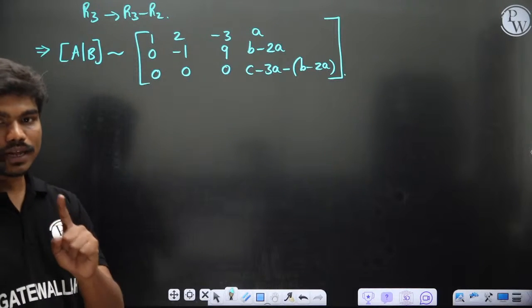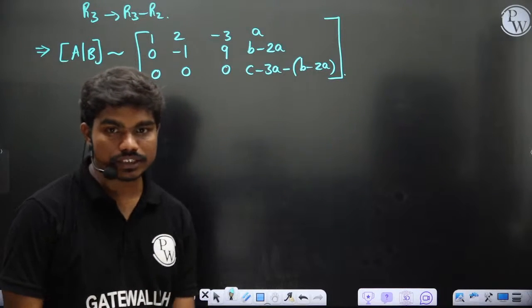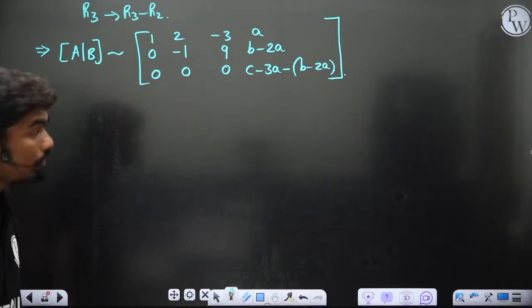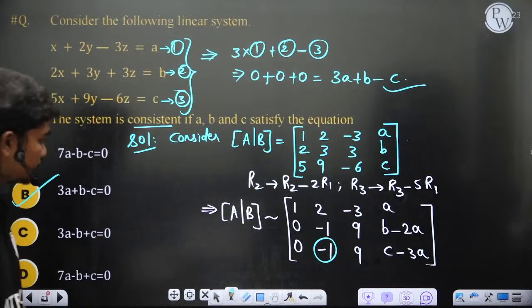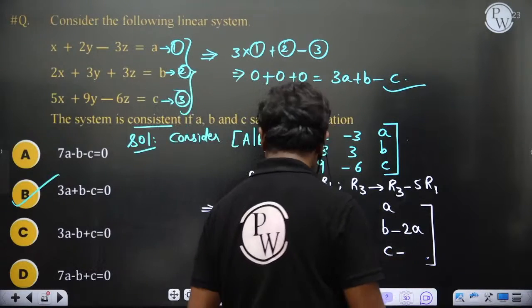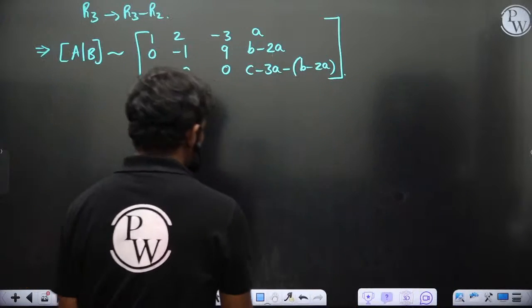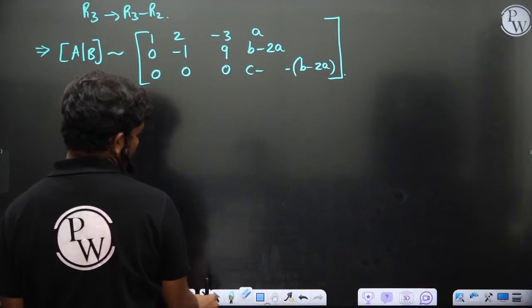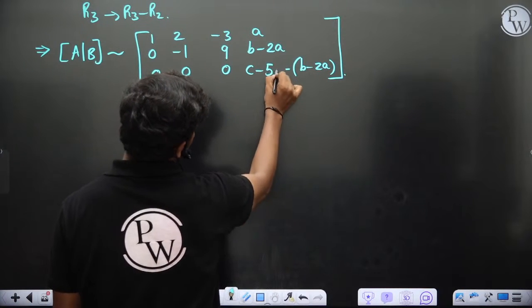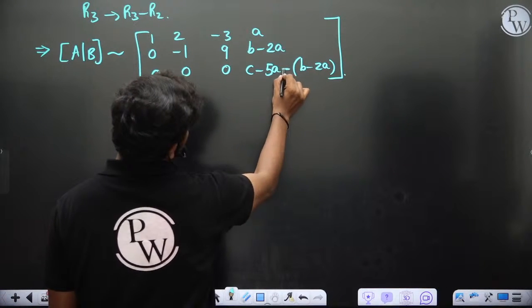Now tell me one thing: C minus 5A, where is it? C minus 5A, yeah correct. So that means C minus 5A. This is what you get.